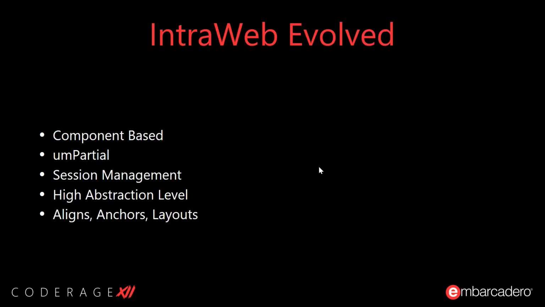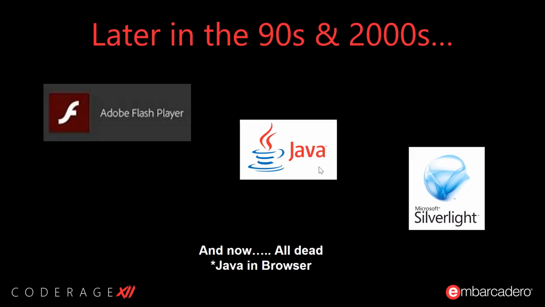Now IntraWeb evolved. We had a component-based architecture, and we were ahead of the curve on many things. Long before Ajax, several years before Ajax, we actually had something called partial, which did the same thing Ajax did. Now in the 90s, when you could refresh part of a page without refreshing the whole page, people thought that was magical. And we were early in session management, the higher abstraction levels, things like aligns, anchors, and layouts.